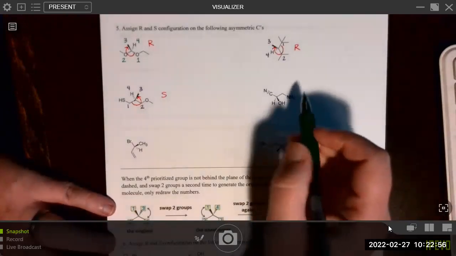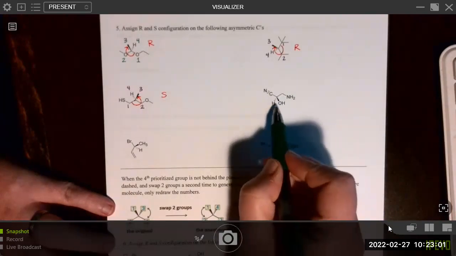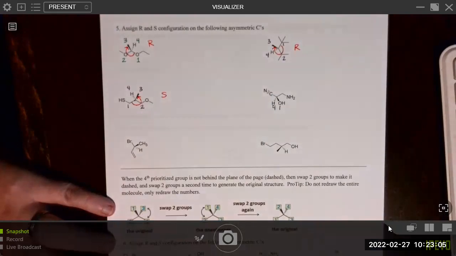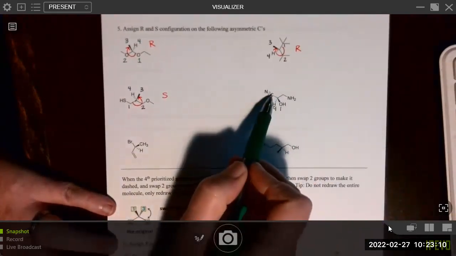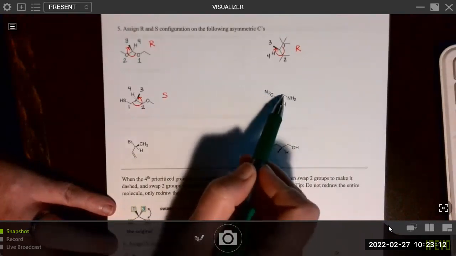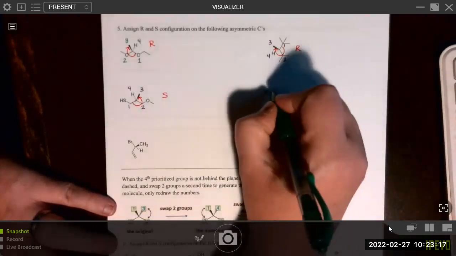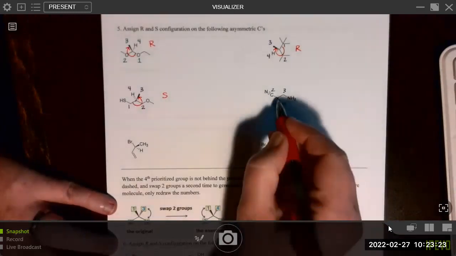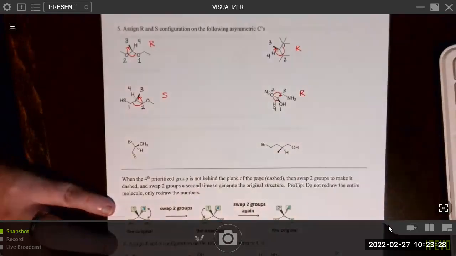Coming back over here, we have a carbon attached to carbon, carbon, oxygen, hydrogen. Oxygen is 1, hydrogen will be number 4, but carbon and carbon are a tie. This carbon is attached 3 times to nitrogen. This is only nitrogen, hydrogen, hydrogen. This one will have the highest priority, and we'll give that one priority number 2. With the fourth priority pointed back, we go from 1 to 2 to 3, clockwise, and R.